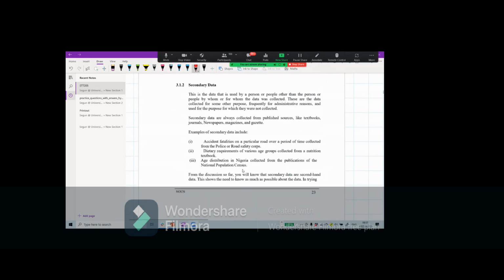So secondary data are always collected from published sources. Is it from textbooks, from gazettes, from magazines, from newspapers? The number of accidents on our road, if you go to the police, they will tell you.